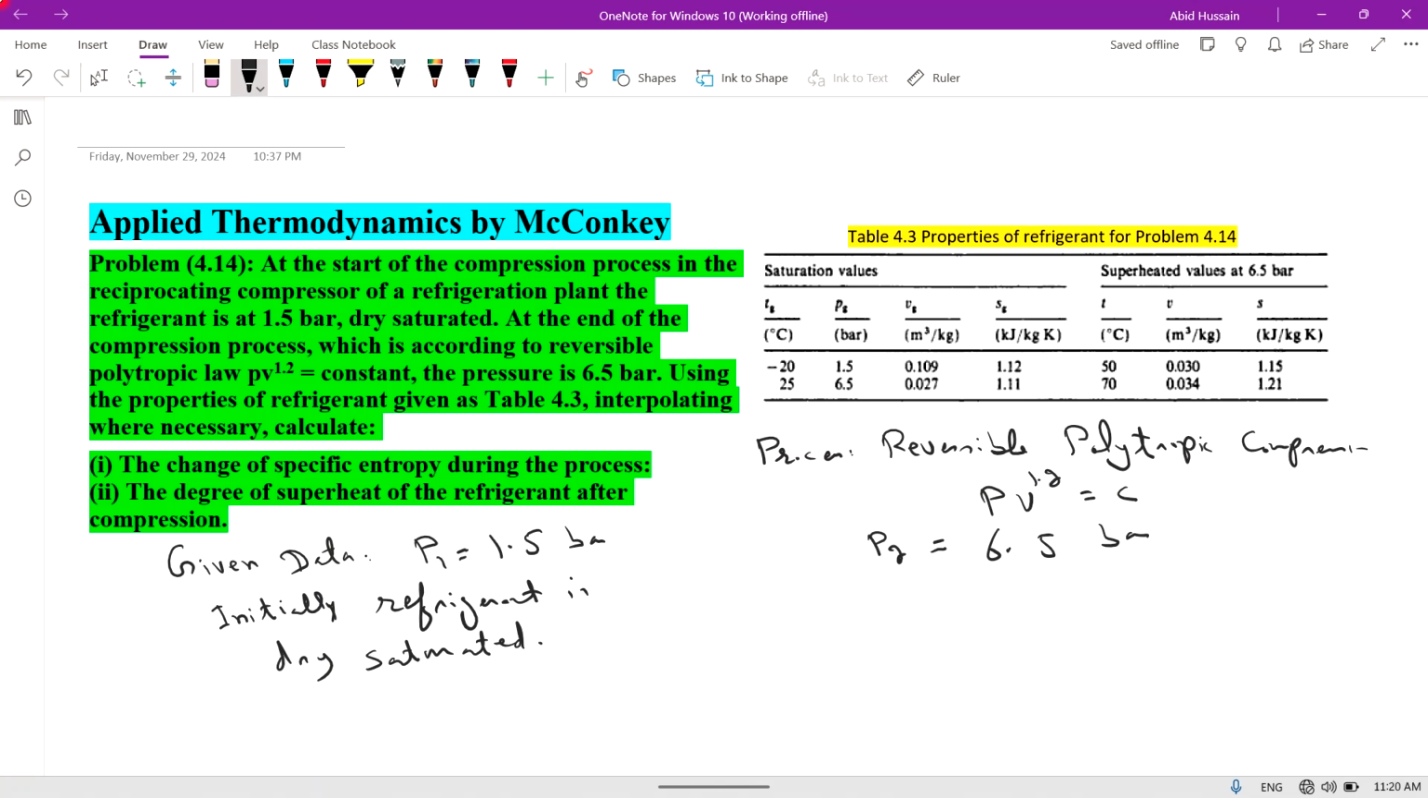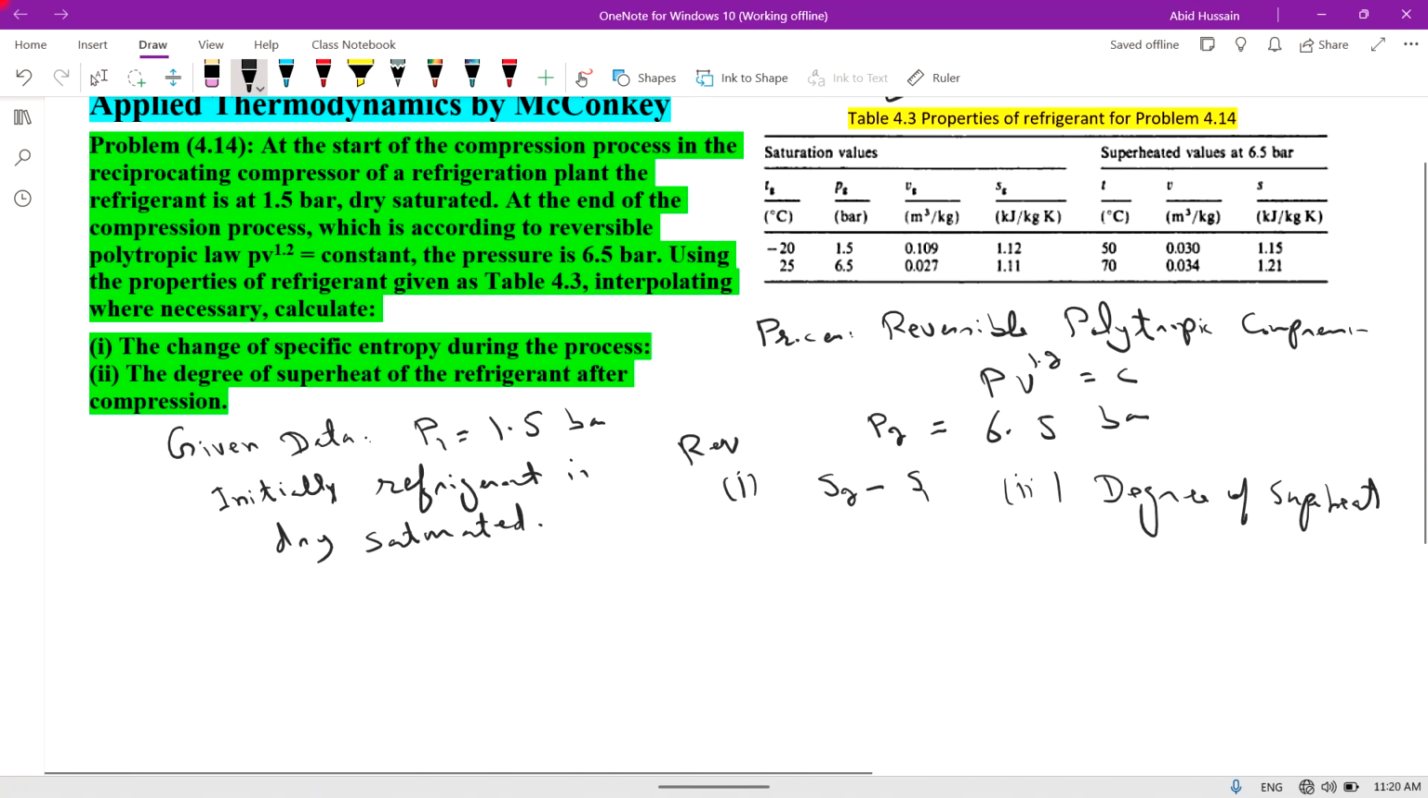Using the properties of refrigerant given in table 4.3, we will use this table, interpolating where necessary. Calculate: number 1, the change of specific entropy during the process, S2 minus S1, and number 2, the degree of superheat. So first we will use table 4.3 and find S2 minus S1, the solution of part number 1.